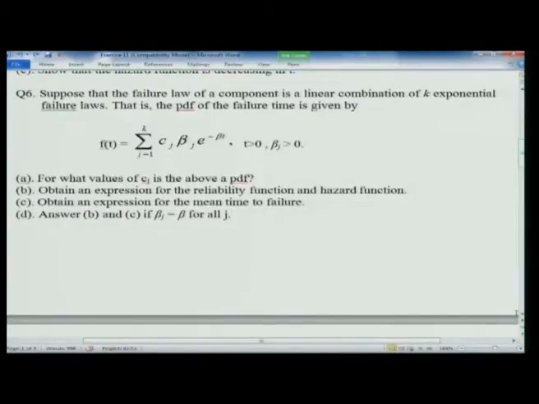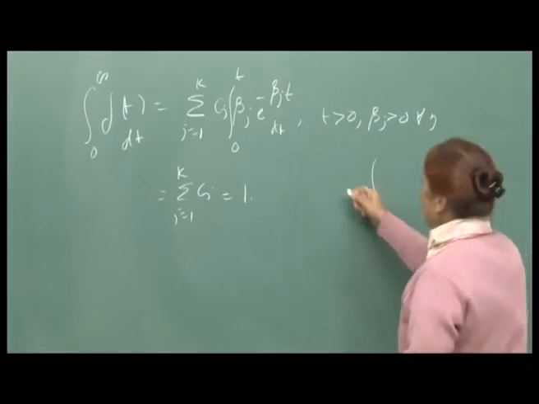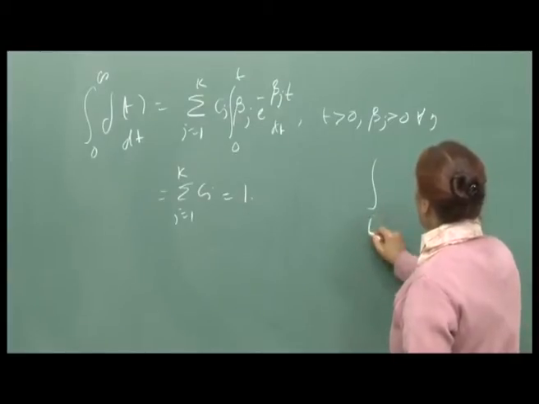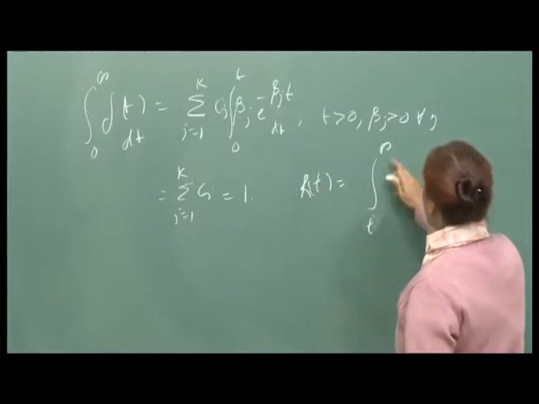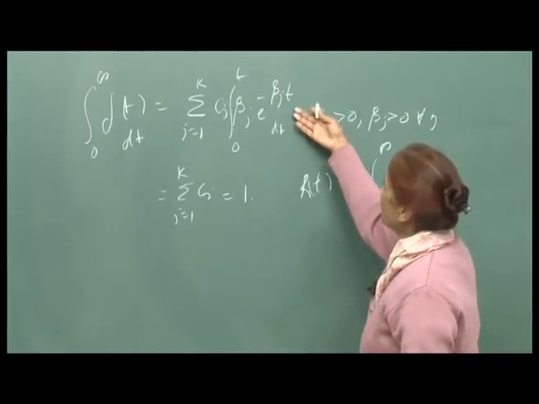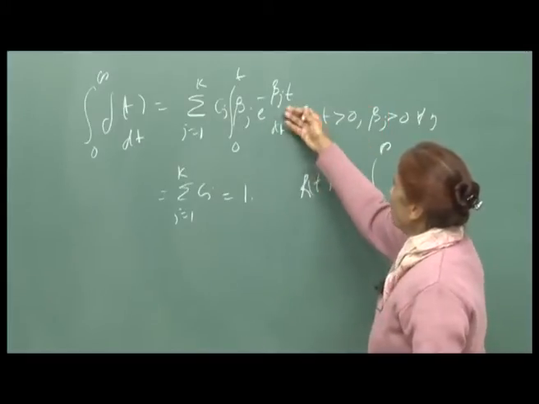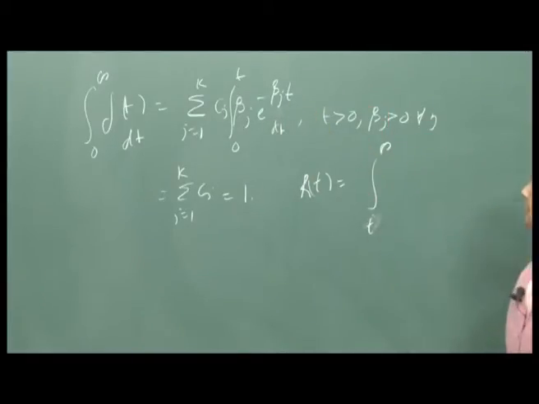Then obtain an expression for the reliability function and hazard function. Obtain an expression for the mean time to failure. See here again, because it is a summation, the same principle applies. R t, when you integrate from t to infinity, you can again integrate separately, and so it will be a convex combination of all the separate reliability functions R 1, R 2, R k. So, it will be C 1 R 1 plus C 2 R 2 plus C k R k.